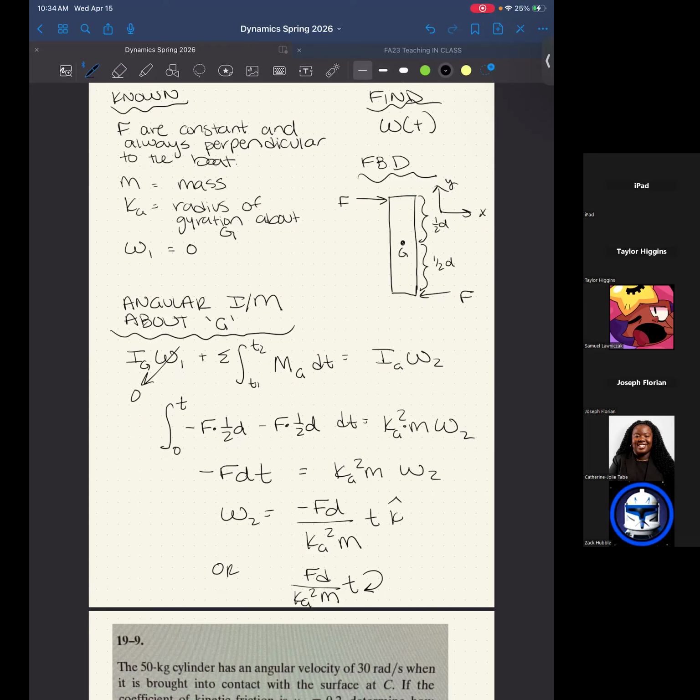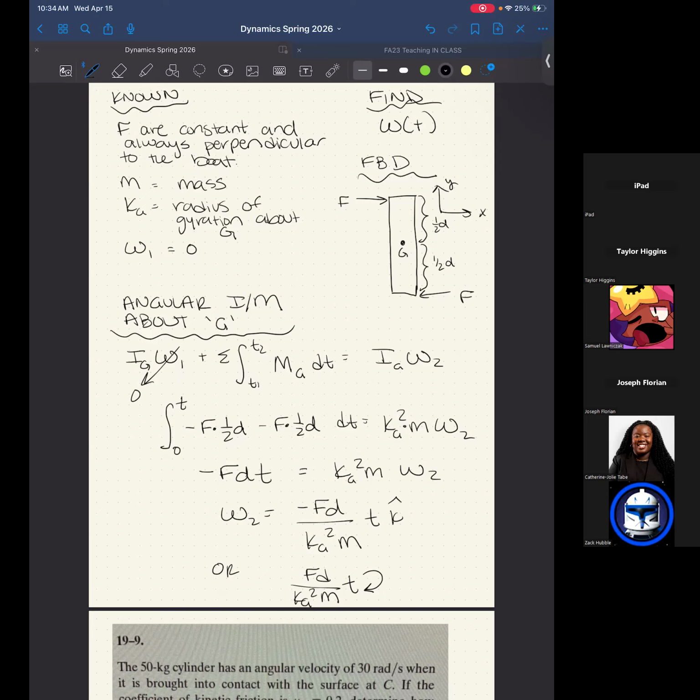Questions? Could you solve this problem another way? Very likely. How would you like to do it, Giovanni? No, we don't have to do it. It's just I forgot about the equation that you used. So I was going to integrate the sum of the moments. You put I_G alpha, and I was just going to integrate the alpha. I think it would get the same answer. It probably does because these forces are constant.